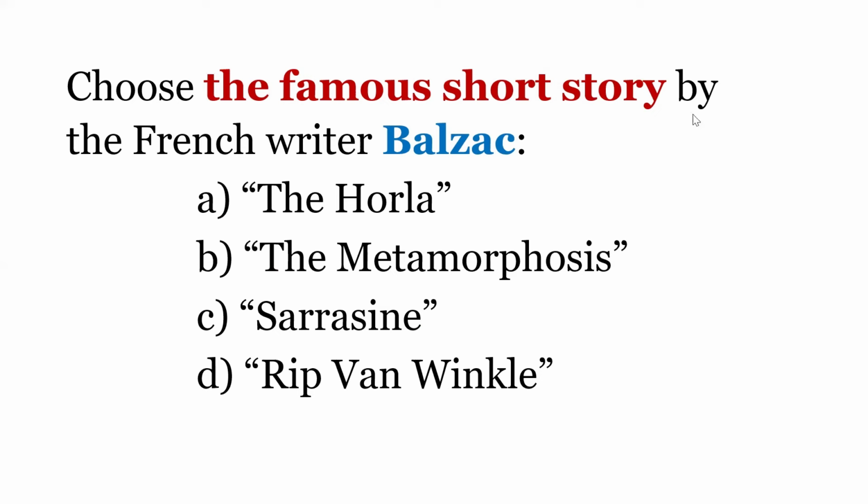Choose the famous short story by the French writer Balzac. Option A, The Horla; B, The Metamorphosis; C, Sarrasine; D, Rip Van Winkle. What you can do, please eliminate. See, there are short stories here which are very famous. You can eliminate those and you can narrow down the answer to a few options.